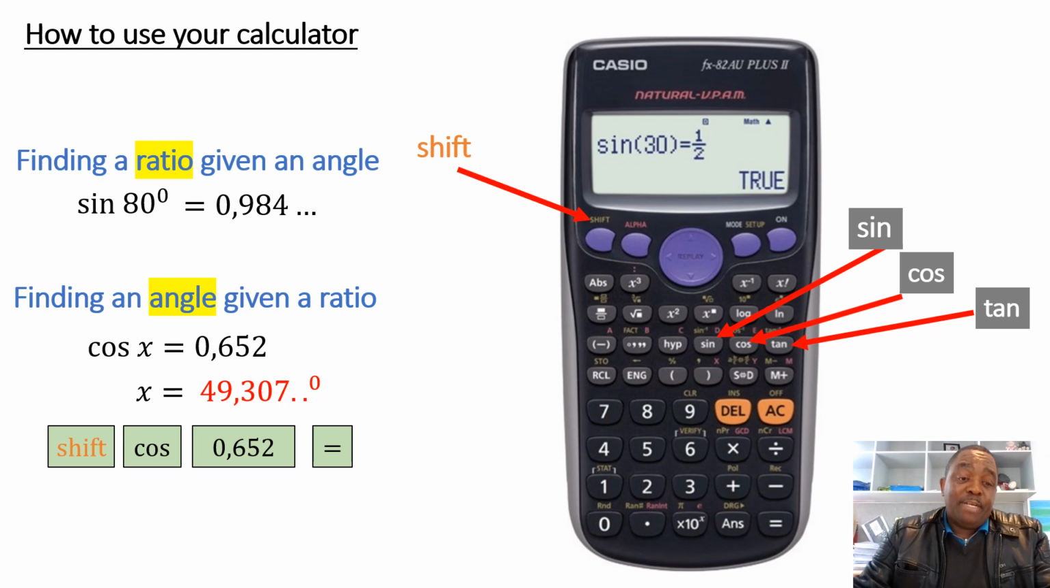So that would have given us x as 49.307, and that's pretty easy, straightforward. Obviously, remember, you might have been asked to round off to 1 decimal place or 2 decimal places. That's perfectly fine, and you round off accordingly.